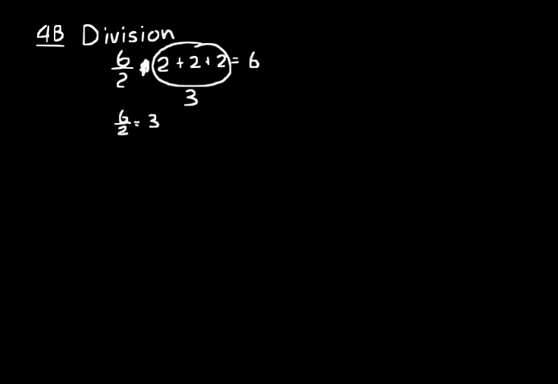Same idea works for fractions. If we had 4 divided by 1/2, how many groups of half could we split 4 up into? Well, if we thought of each of these blocks as counting as 1, 1, 2, 3, 4, if we split each one of those into half of what they originally were, that would be 8 halves. So 4 divided by half equals 8.